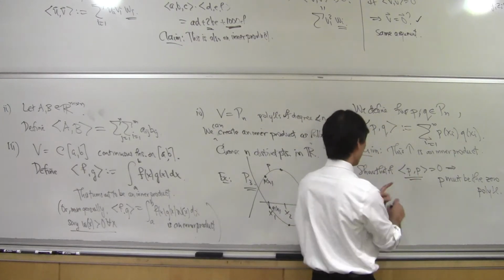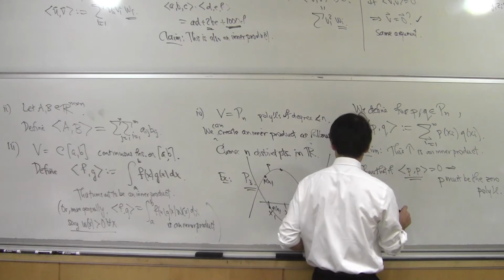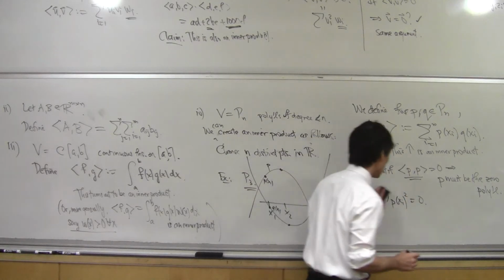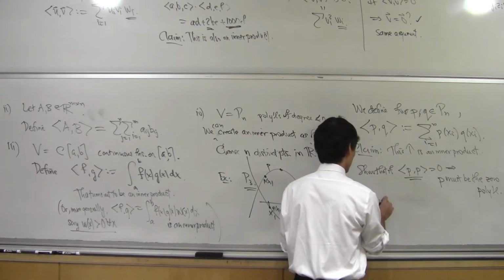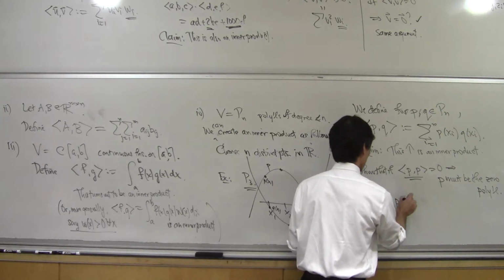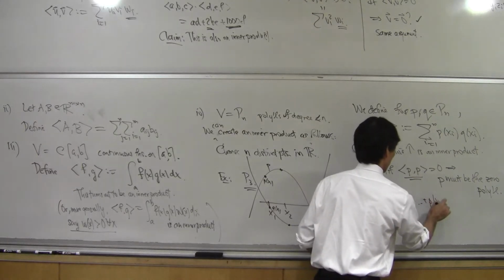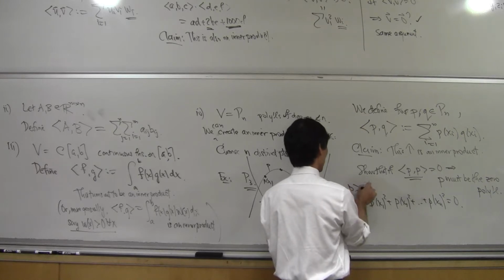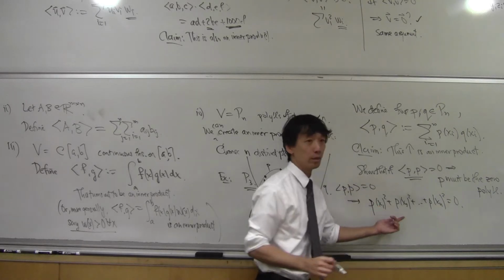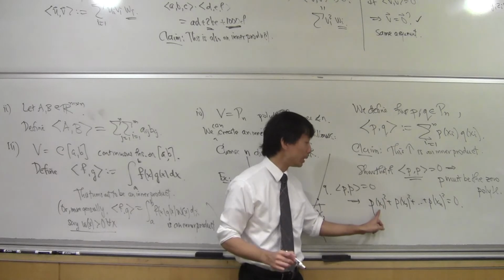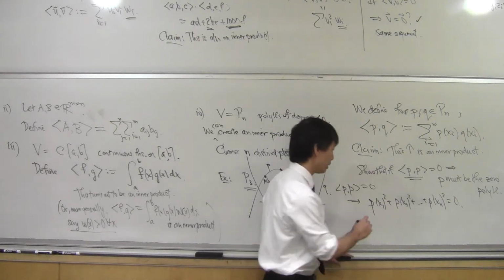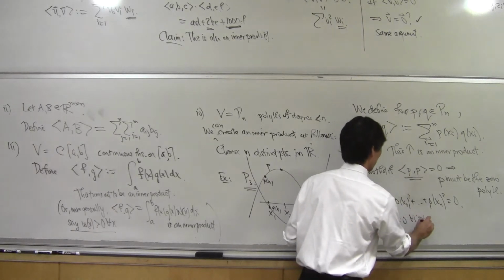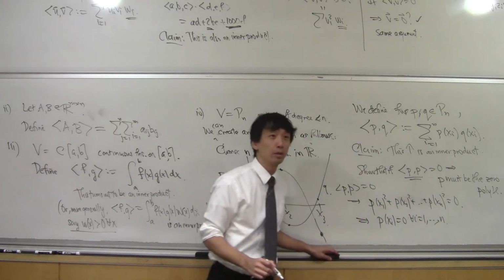if P against P is 0, that would mean that the summation of P(xi) squared equals 0. In other words, P(x1) squared plus P(x2) squared plus up to P(xn) squared equals 0. If P against P equals 0, then this would be equal to 0. But that means that each of these things is 0. So that means that P(xi) equals 0 for all i.